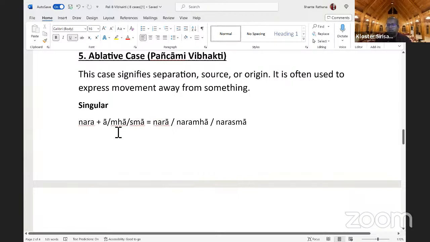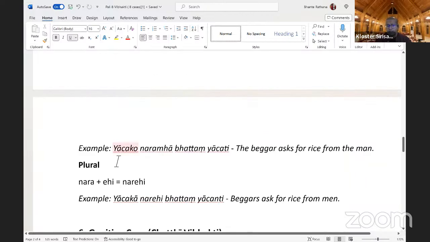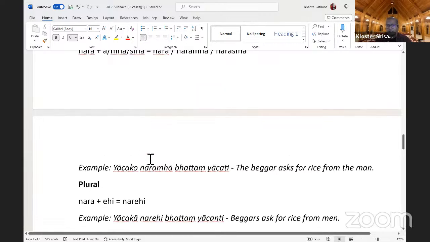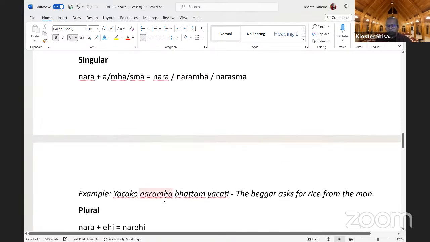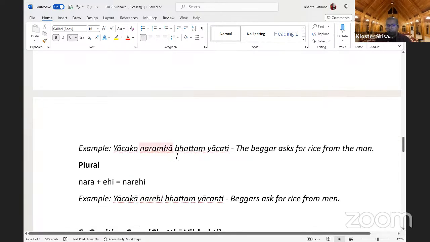Nara plus a, nara plus mha, naramha; nara plus smā, narasmā, like that. And the example here: yācako naramhā bhattaṃ yācati. The beggar asks for rice from the man. Okay, yācako naramhā. This is the Panchami ablative case, singular. Okay, Panchami ekavacana.